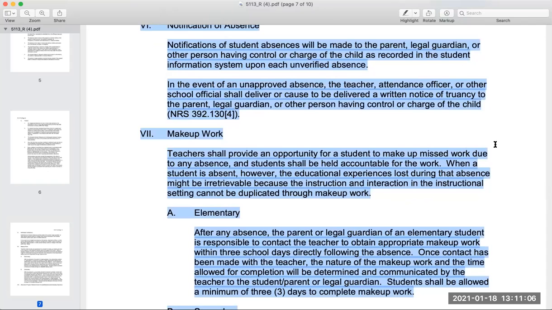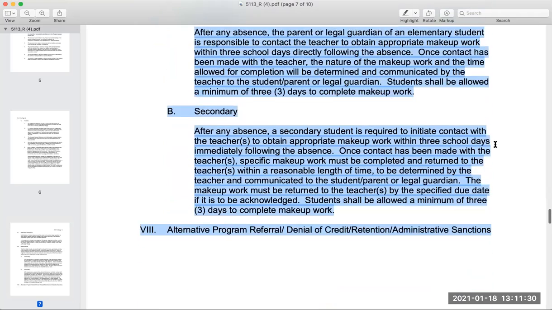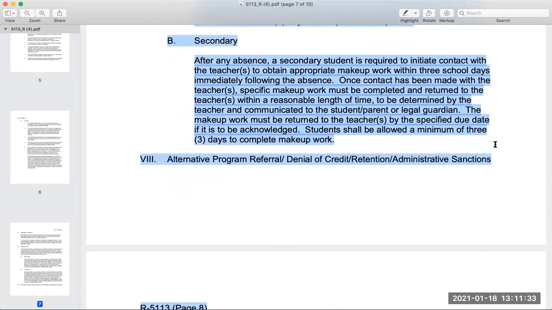B. Secondary. After any absence, a secondary student is required to initiate contact with the teacher(s) to obtain appropriate make-up work within 3 school days immediately following the absence. Once contact has been made with the teacher(s), specific make-up work must be completed and returned to the teacher(s) within a reasonable length of time, to be determined by the teacher and communicated to the student, parent, or legal guardian. The make-up work must be returned to the teacher(s) by the specified due date if it is to be acknowledged. Students shall be allowed a minimum of 3 days to complete make-up work.